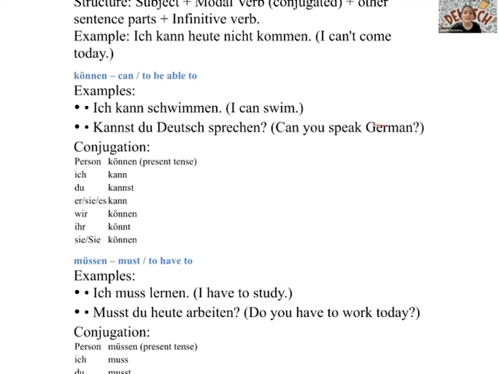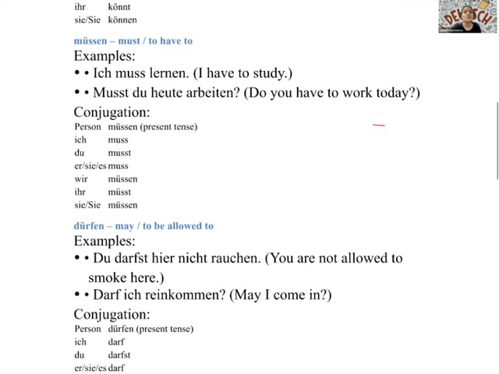Okay. The second verb that is there is müssen. Müssen means must or have to. We do not have any other alternative. This is something that must be done, or have to, right?